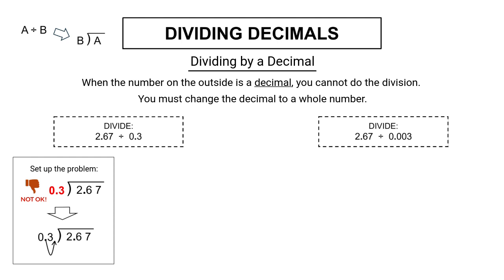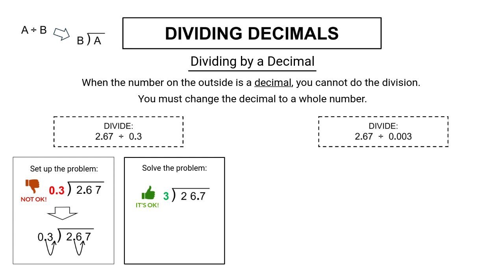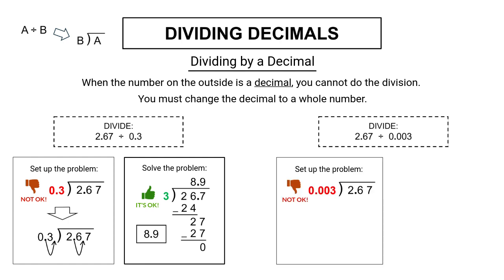Now, whatever you do to the outside, you have to also do to the inside. So we also have to shift it to the right one place on the inside. So now the new problem will become 3 going into 26.7. Now the outside is a whole number, so now we can do the division, and the final answer will be 8.9.